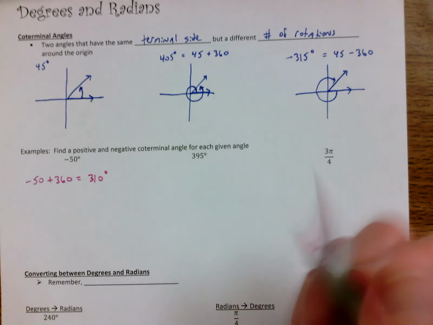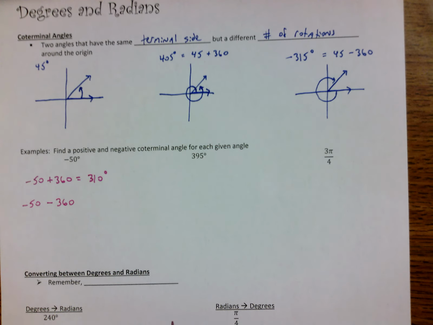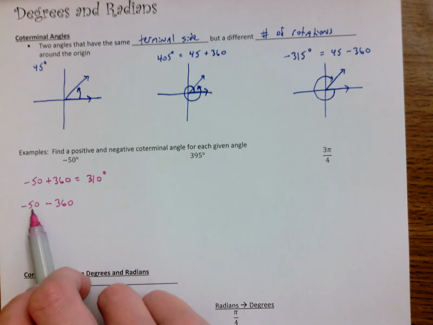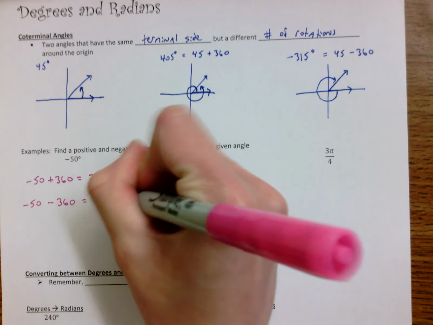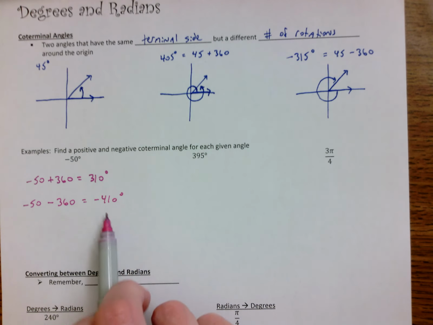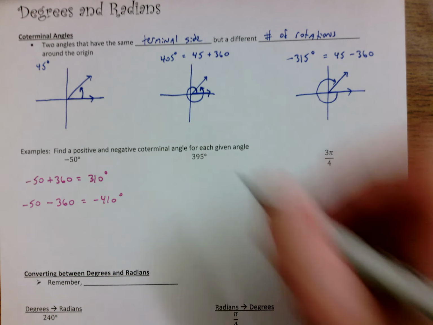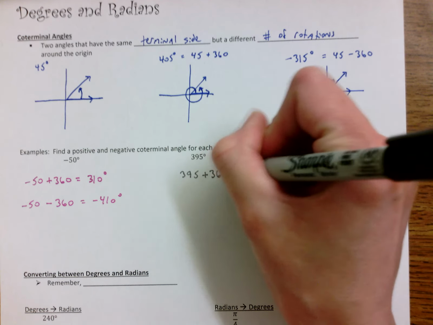Okay, similarly, if I wanted a negative coterminal angle, I take my negative 50 and I'm just going to go a loop of the circle in the other direction. So I'm subtracting 360. Here I went a loop of the circle from negative 50 in a positive direction. Now from negative 50, I'm going a loop of the circle in the negative direction. And that's going to work out to negative 410. So a positive angle and a negative angle that are coterminal with negative 50. All right, next one that we're looking at, 395 degrees. Okay, so 395 degrees. If I want a positive coterminal angle, right, I can add on a loop of the circle.